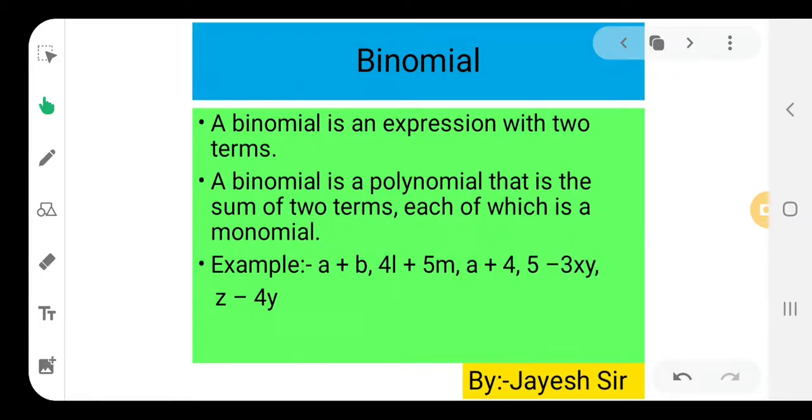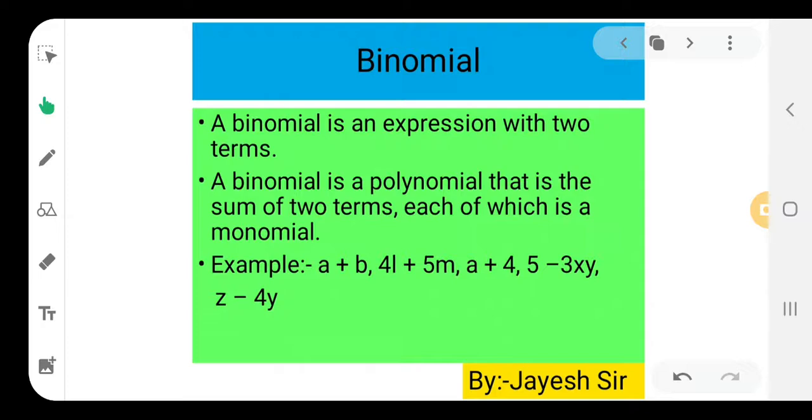So examples are a plus b. The first term is a, the second term is b, separated by a plus sign, the sum of two. Similarly, 4l is one monomial, 5m is also one monomial. The sum of two monomials we can find by adding a plus sign in between. Similarly, 4 is also a monomial, a is also a monomial. So the sum of the two is a binomial.